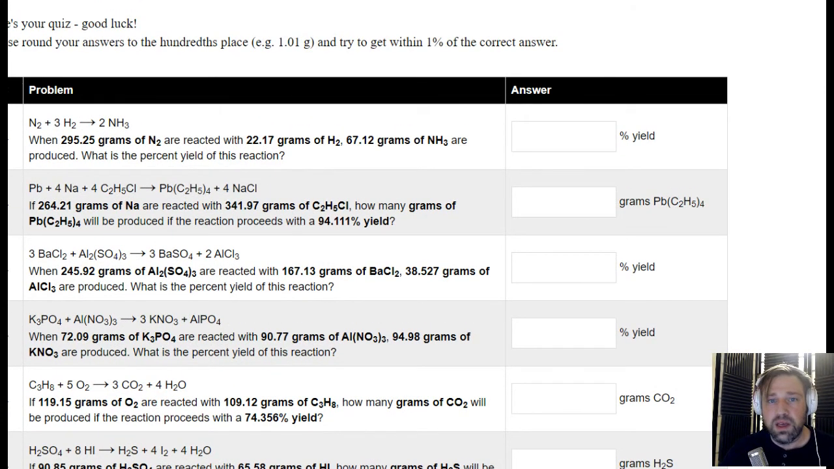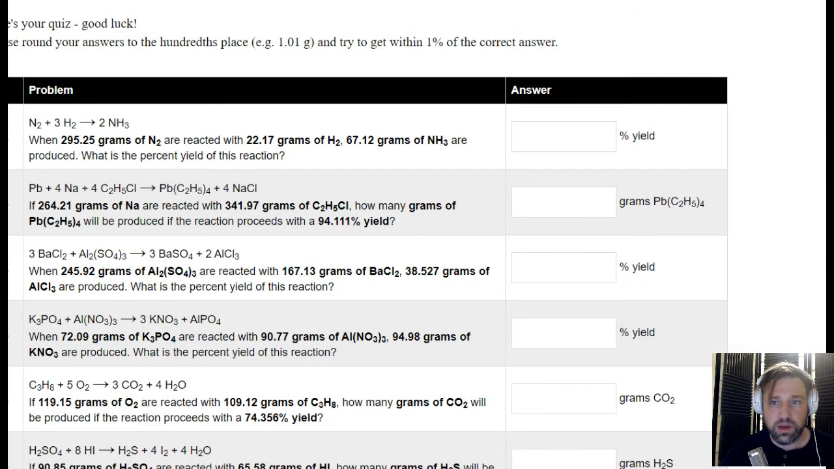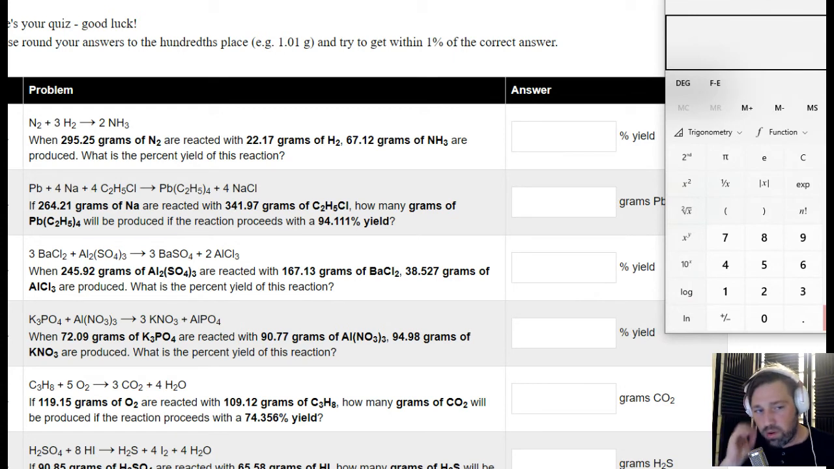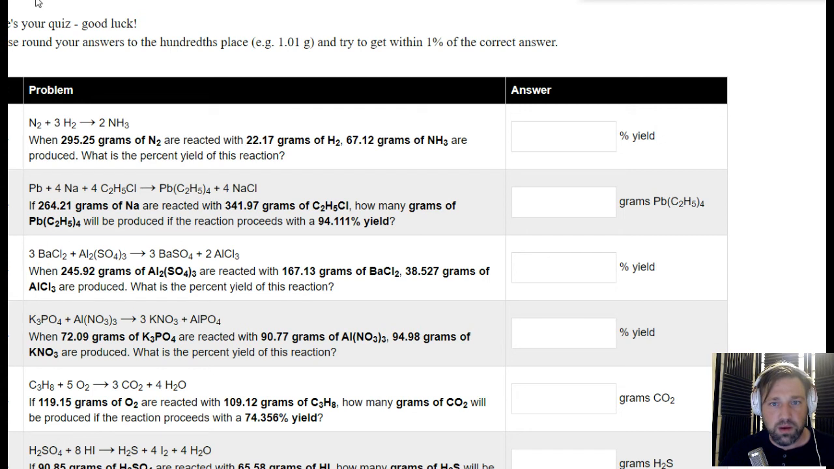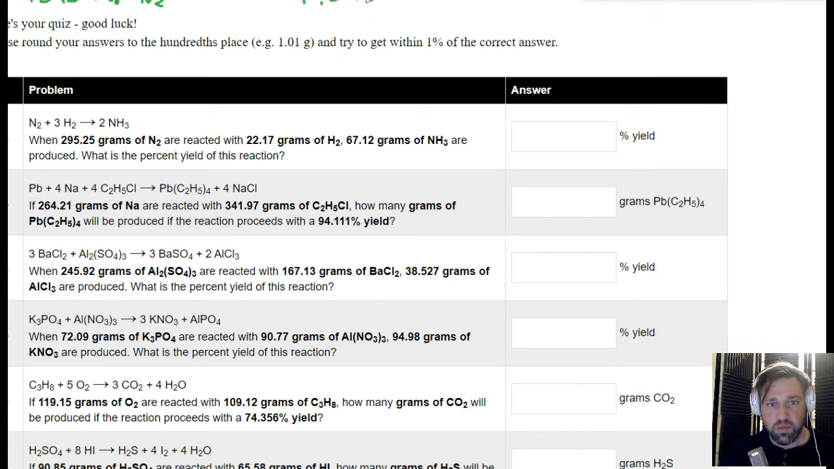It's not terrible. So you gotta remember nitrogen, N2, is going to be 28, right? 28 grams per mole. So that means for the number of moles of nitrogen, we're going to have 295.25 divided by 28, about 10.5. Let me write that down. 10.5 moles of nitrogen. And then for H2, 22.17 divided by 2 is 11.0 moles of H2.